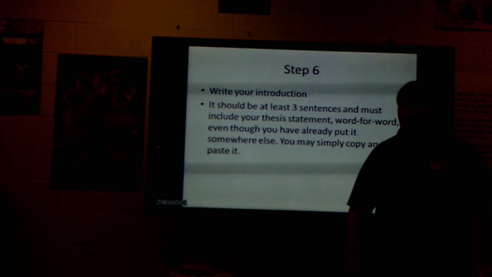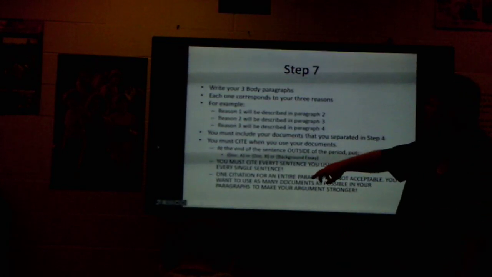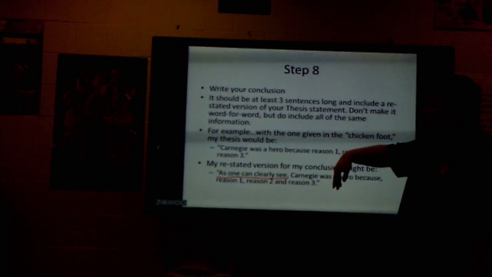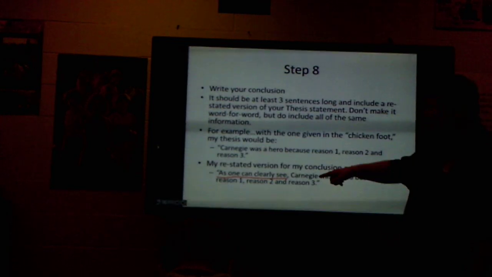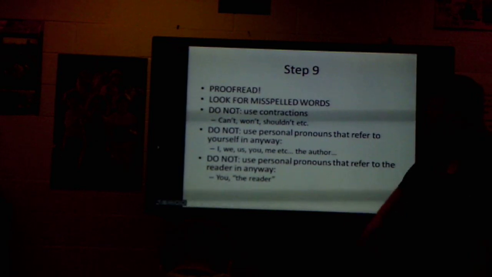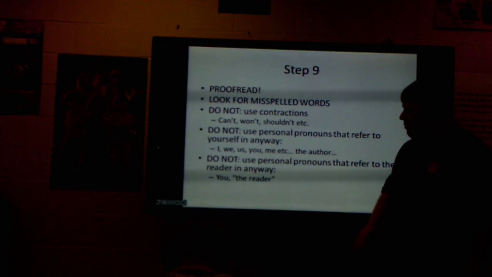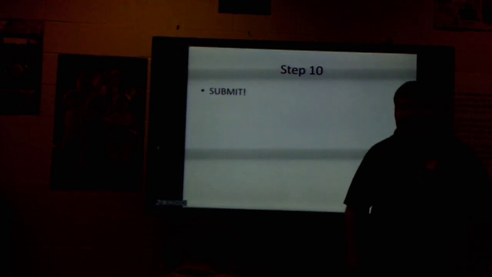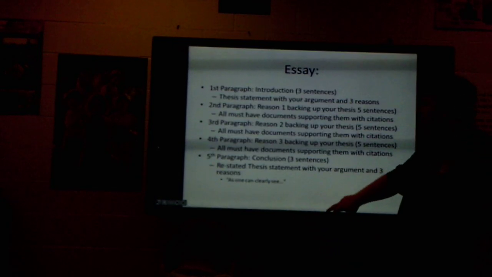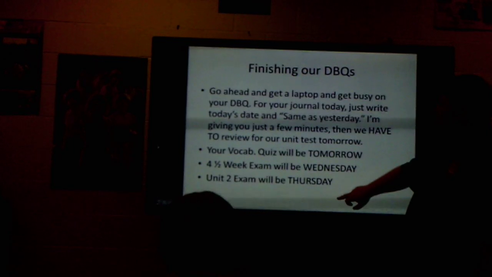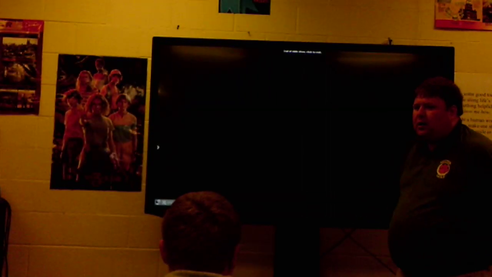But if we were to continue, you'd write your introduction, you'd construct your body paragraphs and cite and all that good stuff. You'd write your conclusion. You restate your thesis. You proofread it. You wouldn't use contractions. You wouldn't use personal pronouns. You wouldn't refer to the reader. And then you'd submit it to me, and you're going to do that on Google Classroom, okay? Your essay would look something like that. Now, okay, so that's going to be it. That's how you do the DBQ process.